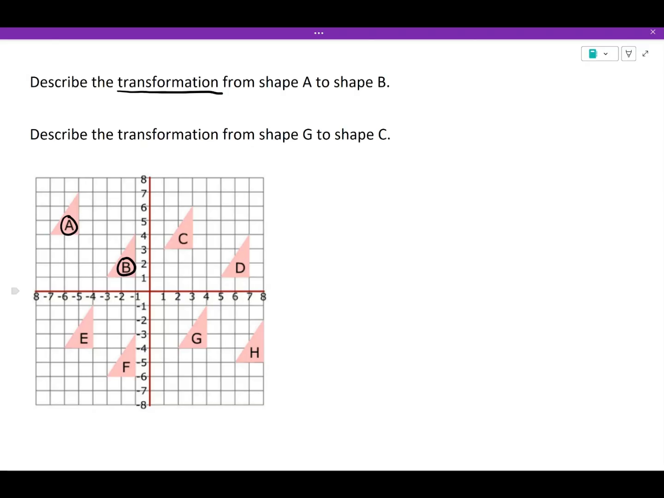So that leaves us with a translation. So I'm going to start by writing translation here. And a translation is where we move an object to the left or to the right and up or down. So let's figure out how much to the left or right and how much up or down.